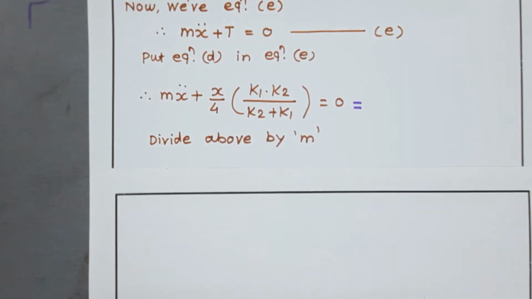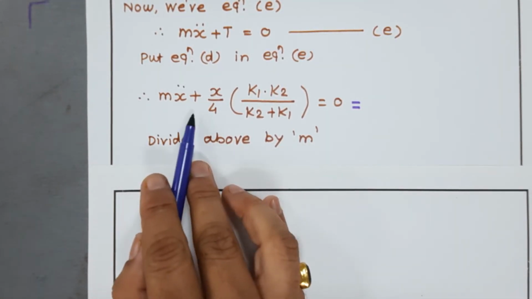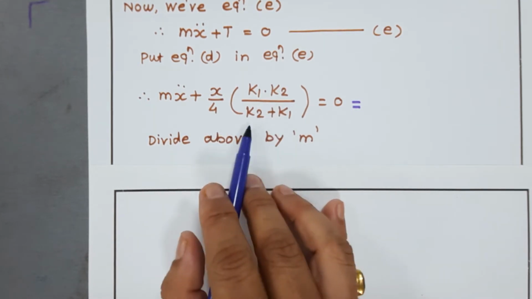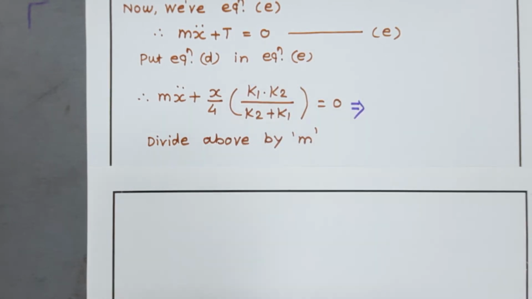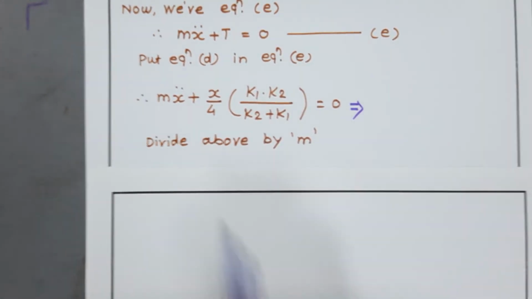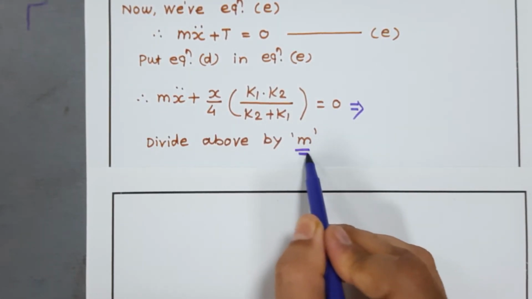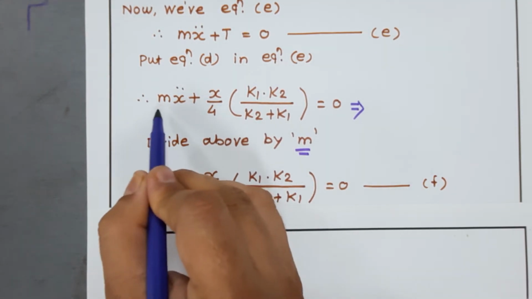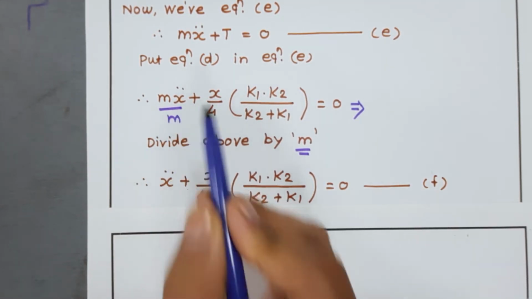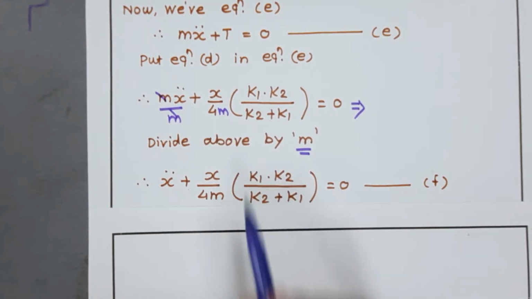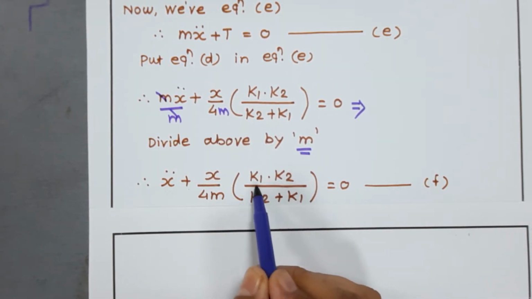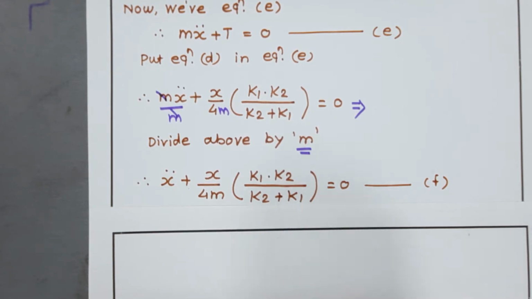So now we have the equation mx double dot plus x by 4 into bracket k1 into k2 divided by k2 plus k1, bracket complete, equal to 0. So now this is our important equation. Now I am going to divide this whole equation by m. After dividing this equation by m, m and m cancel, so x double dot plus x divided by 4m into bracket k1 into k2 divided by k2 plus k1 is equal to 0. This is my equation F.